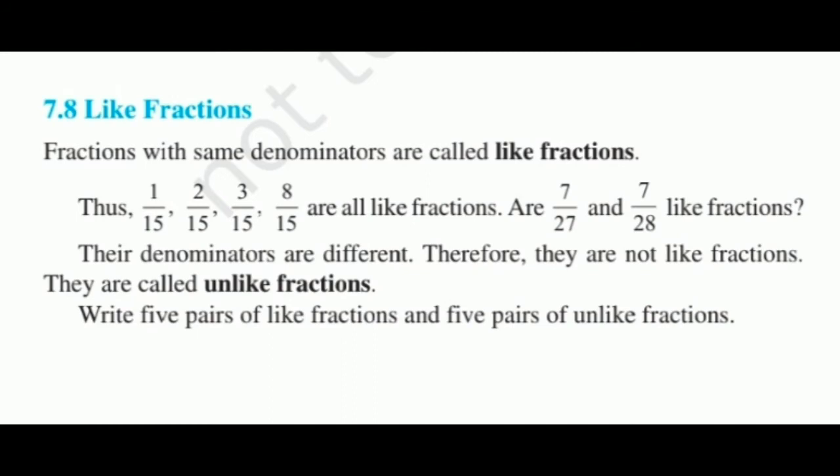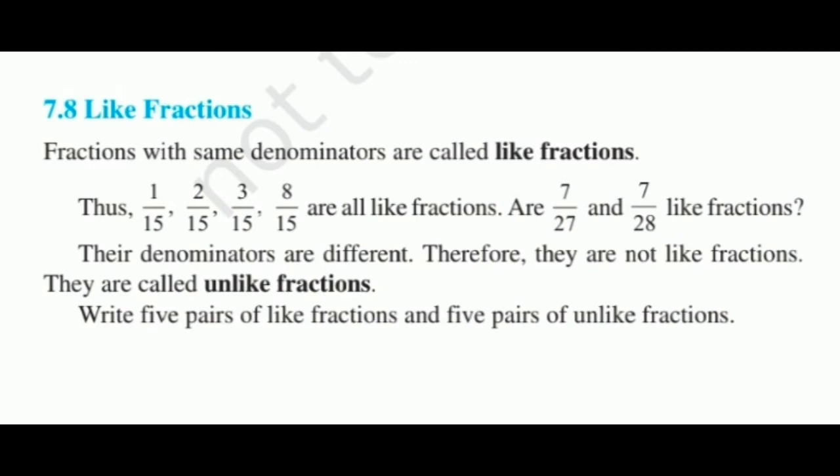Like fractions. Fractions with the same denominator are called like fractions. Thus 1 by 15, 2 by 15, 3 by 15, 8 by 15 are like fractions. Are 7 by 27 and 7 by 28 like fractions? Their denominators are different. Therefore they are not like fractions. They are called unlike fractions.